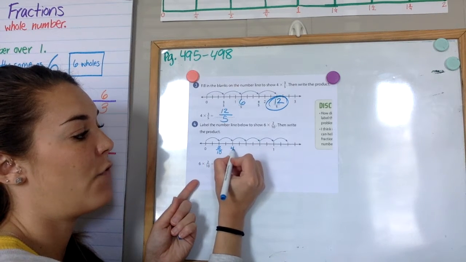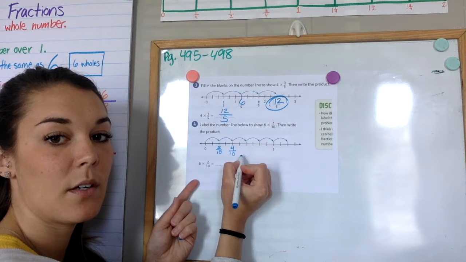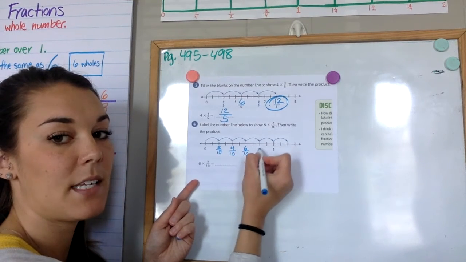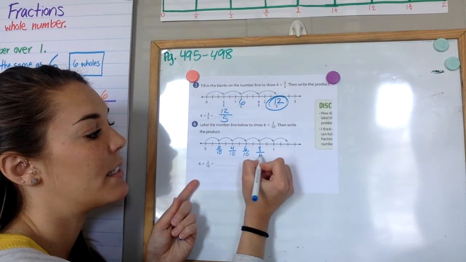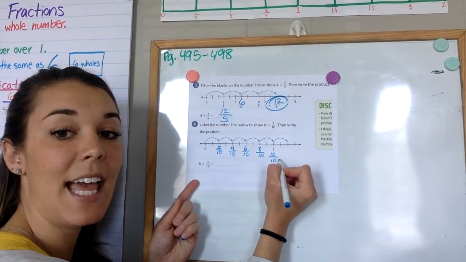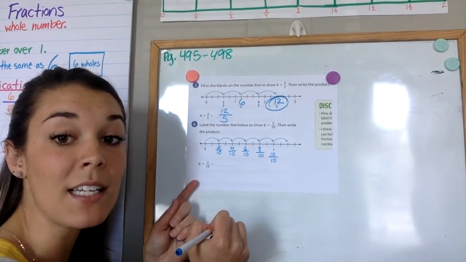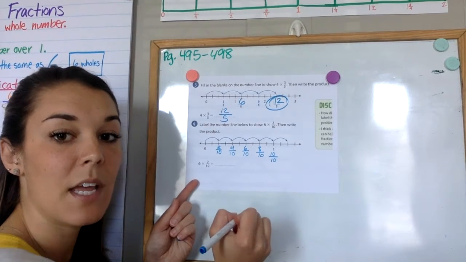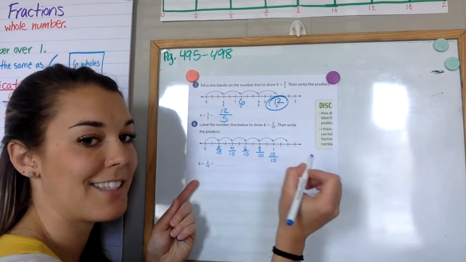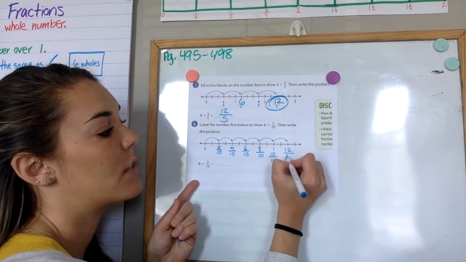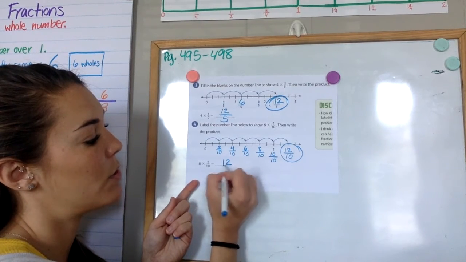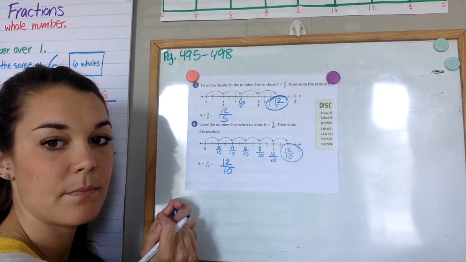2 plus 2 is 4/10. 4 plus 2 is 6/10. 6 plus 2 is 8/10. 8 plus 2 is 10/10. 10/10 is the same thing as 1, guys. Okay? Add another 2. 10/10 plus 2/10 is 12/10. That's our answer here. So 12/10. Okay.